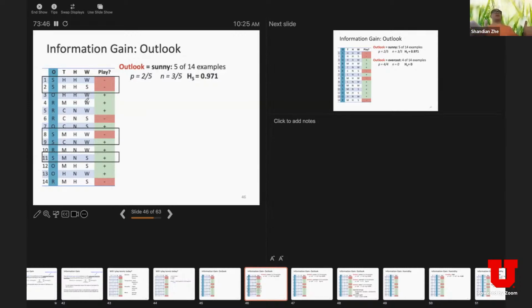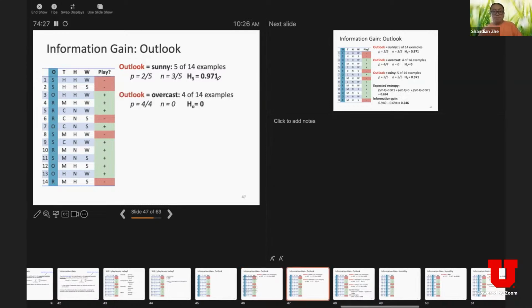So we're going to look at each subset. For the sunny subset, which are marked by those rectangles, we see that there are 5 sunny examples. Of all those 5 examples, 2 here and here are positive. The remaining 3 are negative. So the positive ratio is 2 over 5 and the negative ratio is 3 over 5. You just use the formula to compute the entropy, which is 0.971.